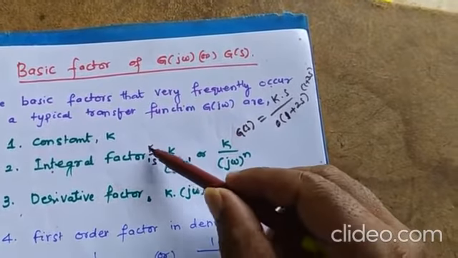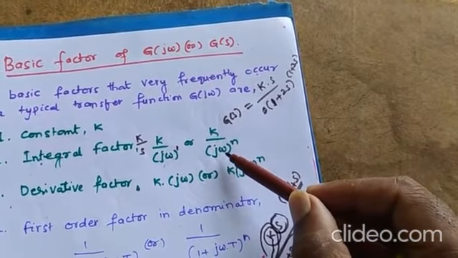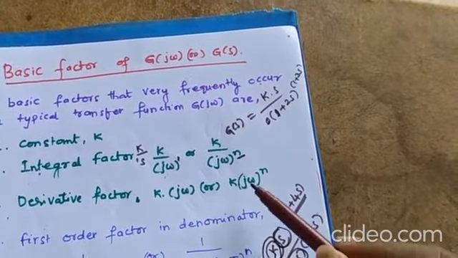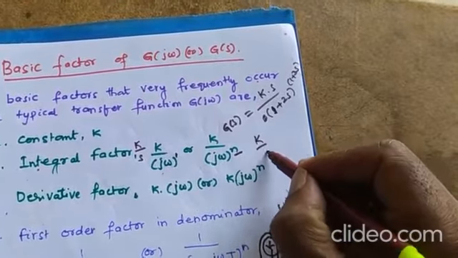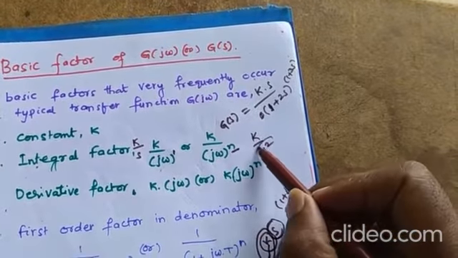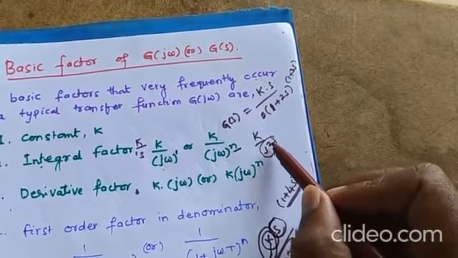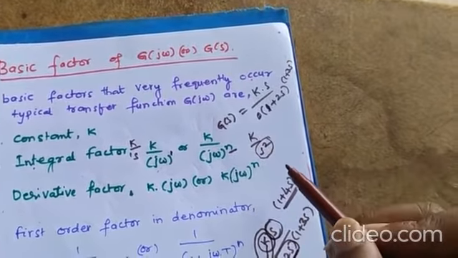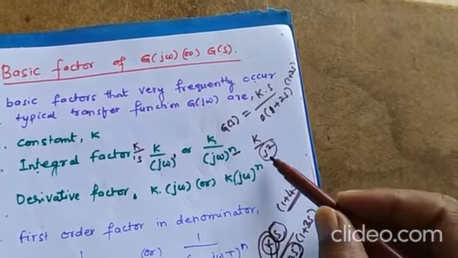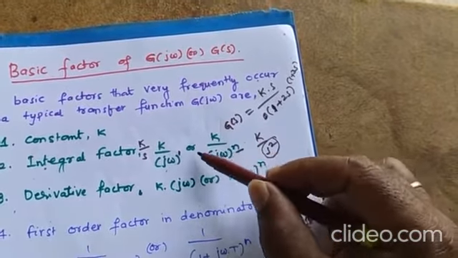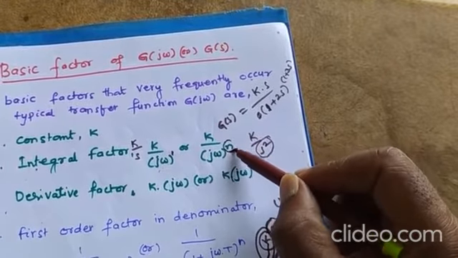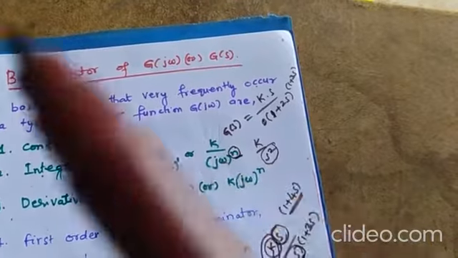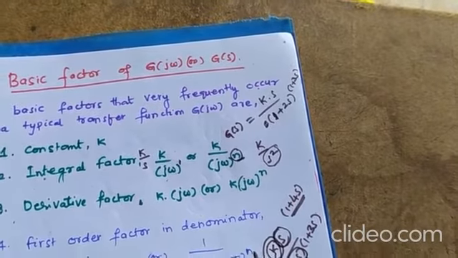A combination of these two is possible, or the order may increase: K upon s, K upon s squared, K upon s cubed. So n is the order. For K upon s squared, it is a denominator term, and the order gives the information about the number of poles at the origin, that is s squared. We have taken one standard form with power n. K upon s is an integral factor. So how to draw a plot for this?